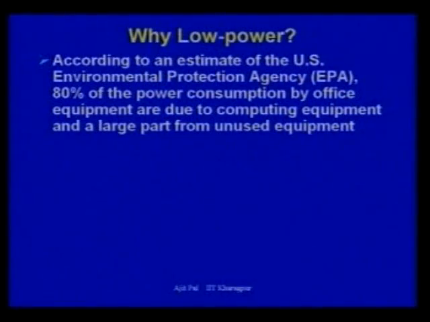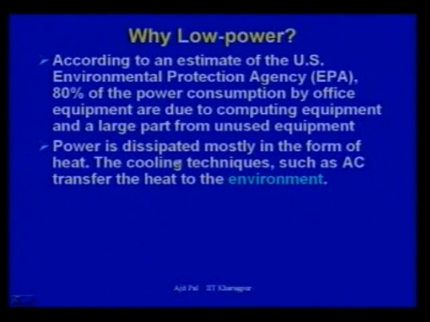And in fact, whenever the system is on, power is dissipated mostly in the form of heat, and to take away the heat you have to use a cooling technique such as AC, air conditioner. What the air conditioner does is it takes the heat from the room and releases it to the environment. So it leads to heating up of the environment.